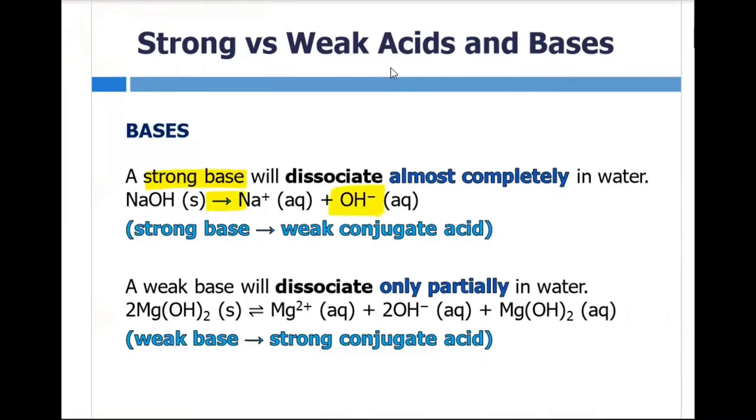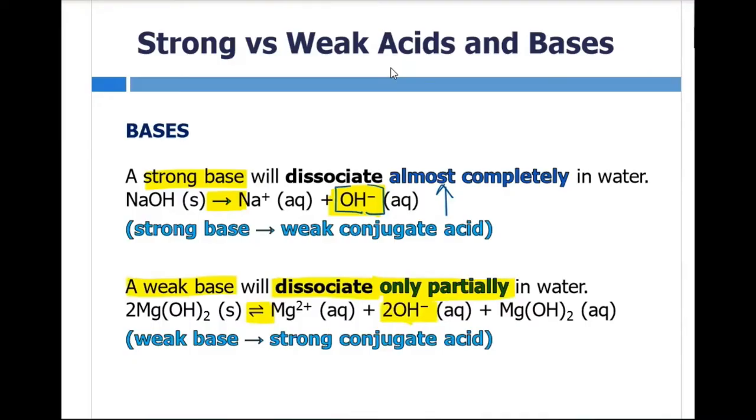So the concentration of hydroxide ions is very, very high because there's a lot of product. The moment you look at a weak base, it will only dissociate partially, which means a double arrow. You still have hydroxide ions, they're still there, but only a little bit. There's a bit of both.